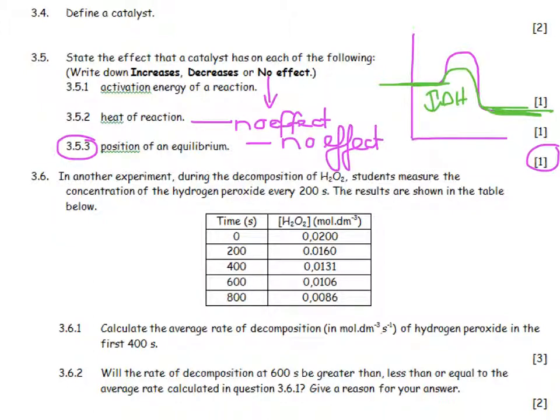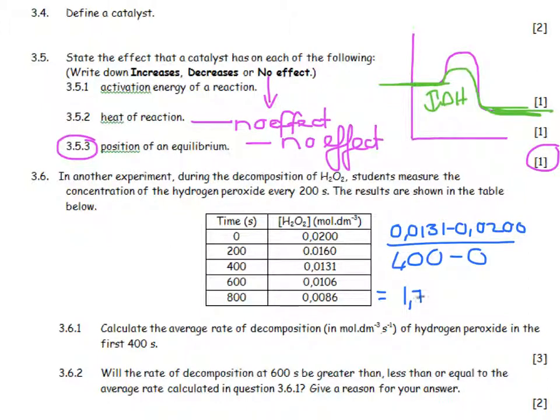Calculate the average rate of decomposition in the first 400 seconds. The rate of decomposition is change in y over change in x. So it is 0,0131 minus 0,0200 divided by 400 minus 0. And I get an answer of 1,735 times 10 to the negative 5 moles per cubic decimeter, that's the y unit, per second, divided by the x unit.